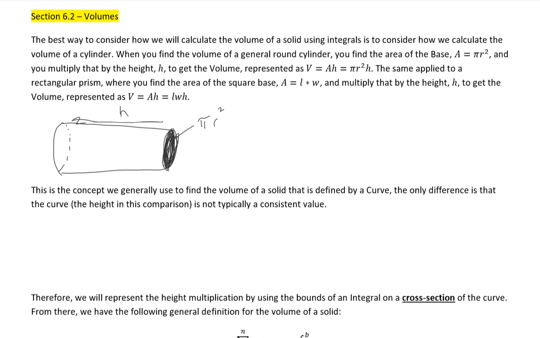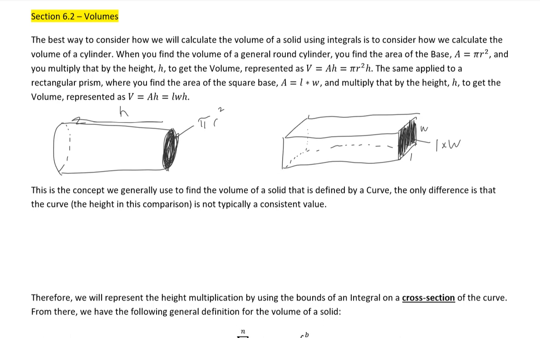Same applies if you have a rectangular prism, looking something like this. What you're trying to do is find the area of one slice of it, which we'll call a cross section. This would be represented as length times width. Then you find the volume by multiplying that cross section by the height of it, which again we'd represent by h.